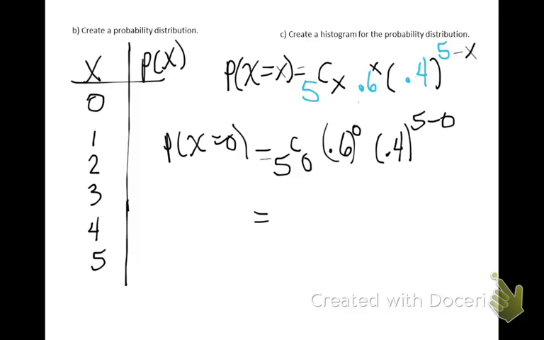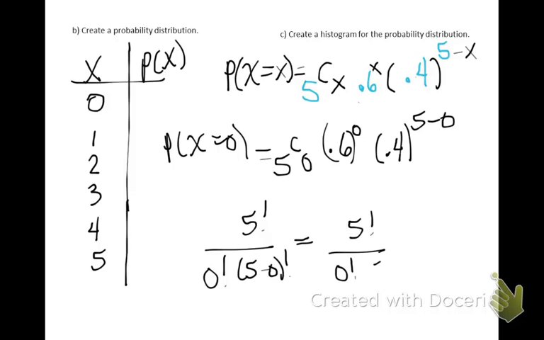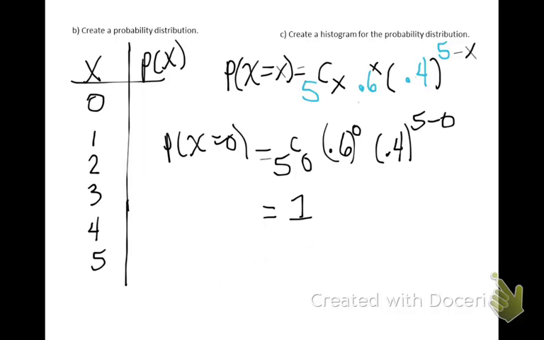5 choose 0 would be 5 factorial over 0 factorial times 5 minus 0 factorial. This is 5 factorial over 0 factorial, 5 factorial. The 5 factorials cancel, and 0 factorial is 1. So this answer is just 1. 0.6 to the 0 power is also 1. 5 minus 0 is 5, so we'll write this as 0.4 to the 5th power.